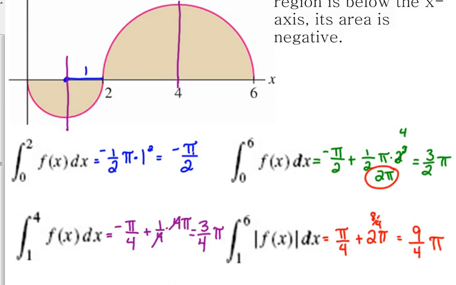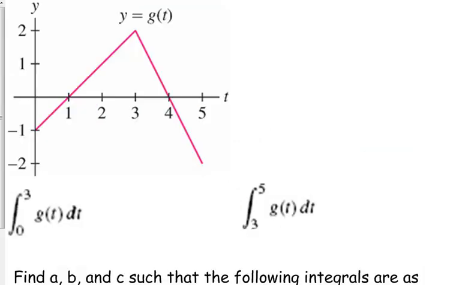Alright. Let's do this last example here. Similar thing here, but we're not talking about circles. Here we have two line segments. Technically you could find the equations of those line segments, but why do that? Just use geometry, okay? Just use your geometric formulas.